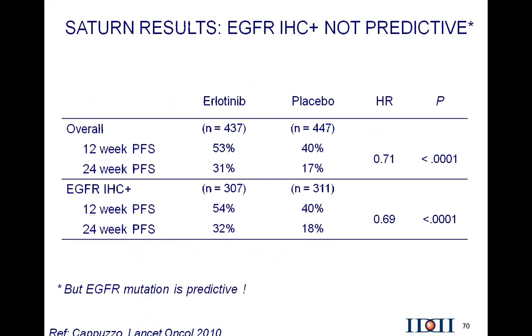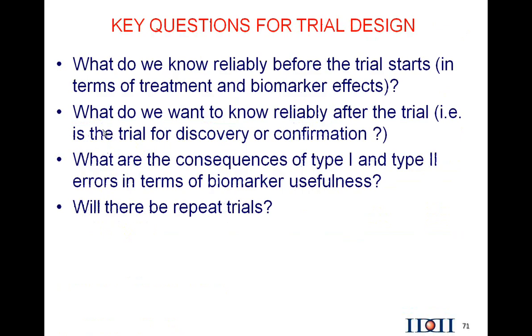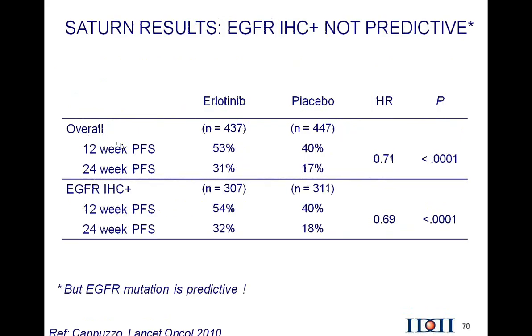So here are the results very briefly of this trial, and the references are listed here at the bottom. In fact, it was found after the trial that the EGFR positivity was not at all predictive, contrary to the expectation, of the outcome. As you can see, the 12-week progression-free survival and the 24-week progression-free survival was almost identical in the overall group, as it was in the EGFR IHC positive group.